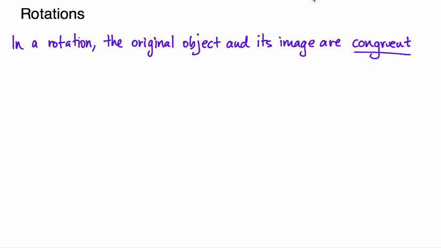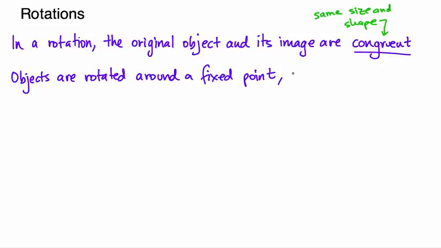Today we're going to take a look at rotations. In a rotation, the original object and its image are always congruent. Congruent means the same size and same shape, so clones of one another. Objects are rotated around a fixed point, and that's called the center point.